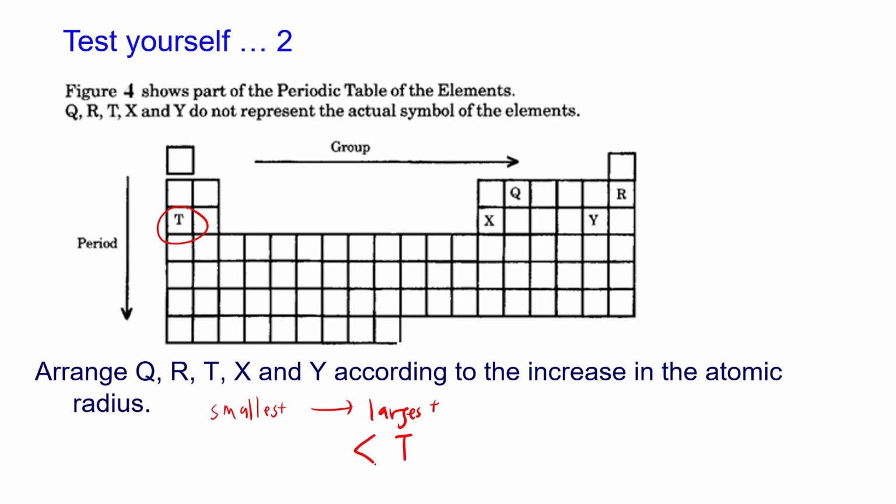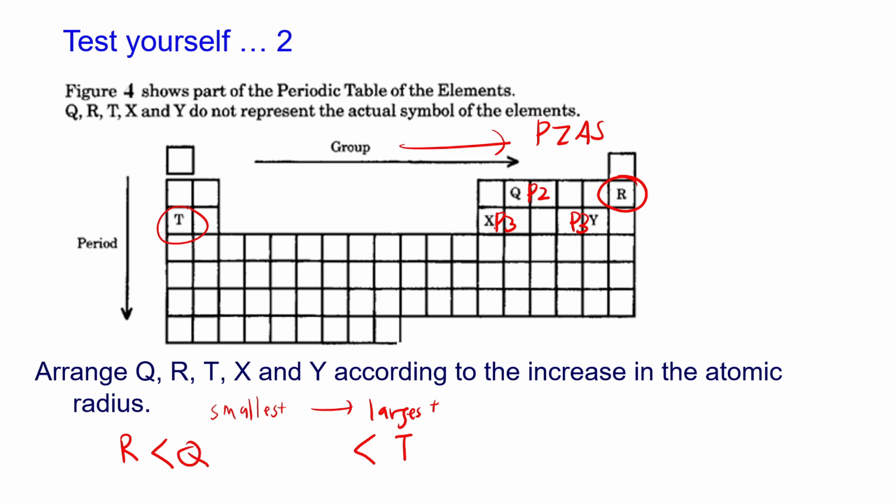Okay, then we look at the smallest. The smallest must be the one furthest right because across the period, P sus. Okay, effective nuclear charge is highest at the far right and the top. R. So R is the smallest. Then between Q, X and Y. So Q is period 2, and X and Y are period 3. So, period 2 size is smaller than period 3. So, after R is Q.